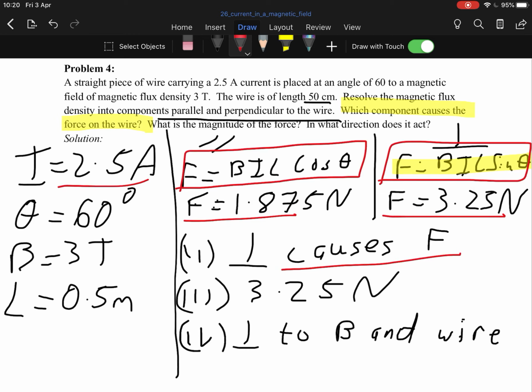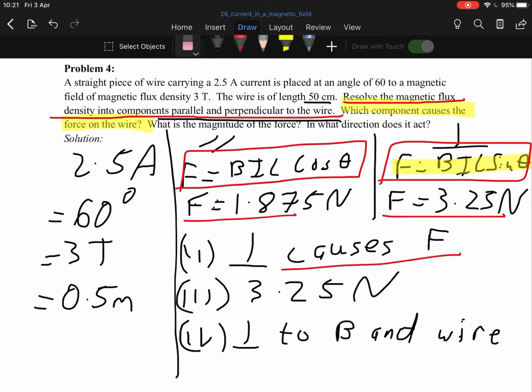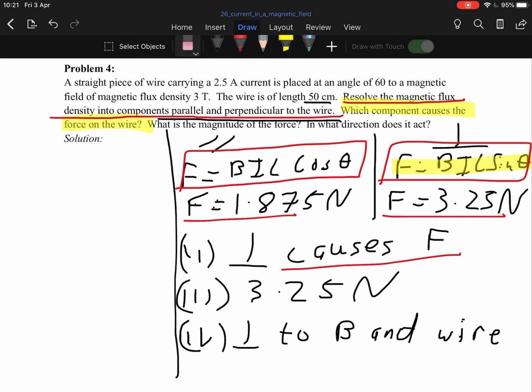It acts perpendicular. However, what I have forgotten to do now, because I basically jumped to that and answered the second, third, and the fourth part, I forgot to answer the first part, which was resolve the magnetic flux density into components parallel and perpendicular. So I forgot that bit. So I'm going to squeeze that bit over here. Okay? So we have to find the magnetic flux density. Without reading the question properly, I jumped ahead, found the forces, and moved on.